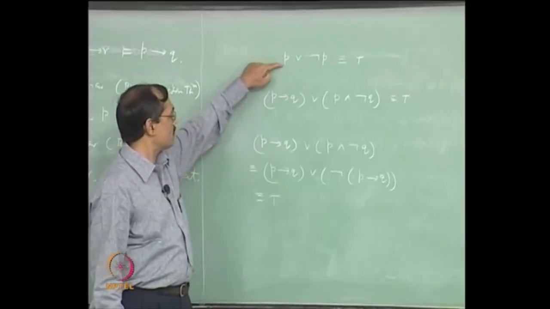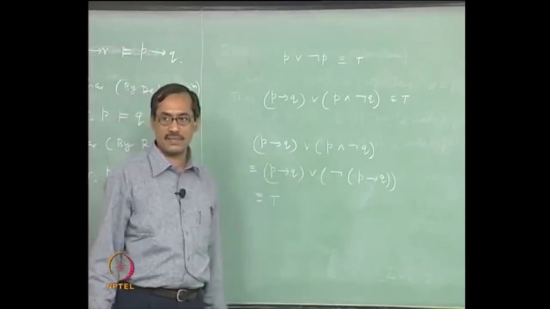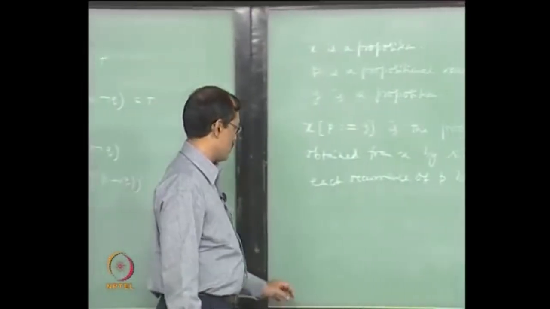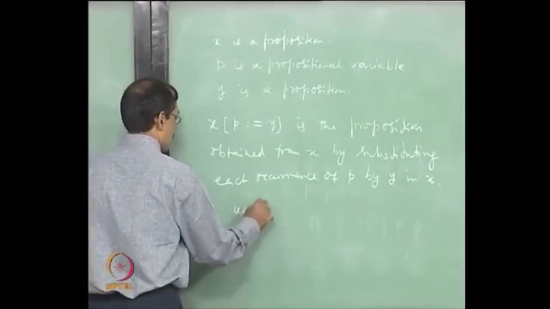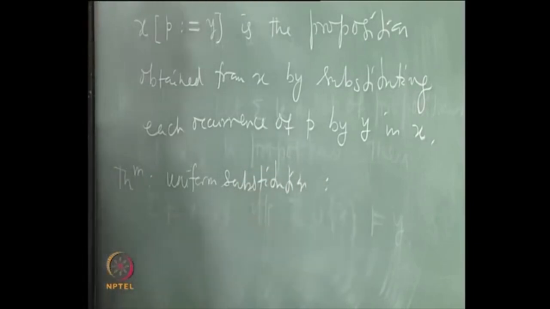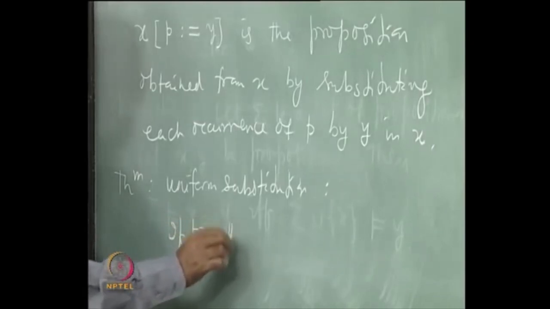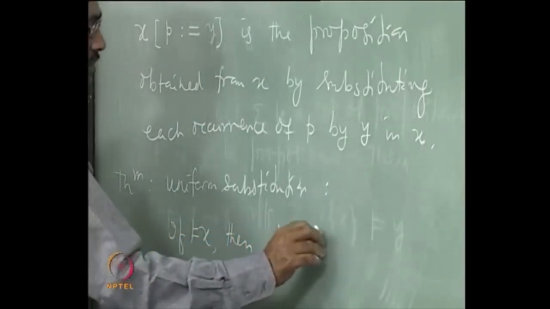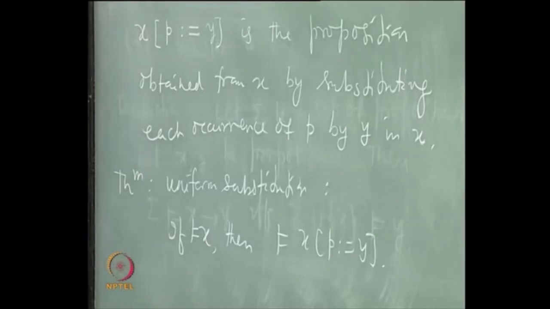In place of p, we have substituted p implies q, right? That is what we have done. Then what should the statement be? This is uniform substitution. It says if x is valid, then x_p=y is also valid. Fine. Now, how do you prove this?